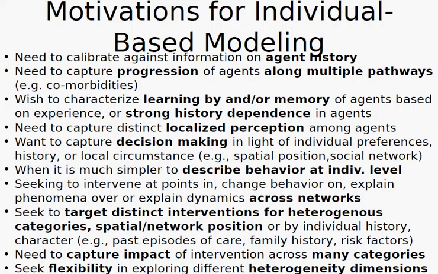If it's easier to describe behavior at an individual level, sometimes we'll prefer these. We just know the system much better at an individual level. If you want to explain behavior across networks, if you want to seek distinct interventions based on any of these characteristics, capture impacts of interventions across many heterogeneity categories, we seek flexibility in modeling heterogeneity. We want to describe behavior for multiple scales, and we care about stochastics caused by individual variability.